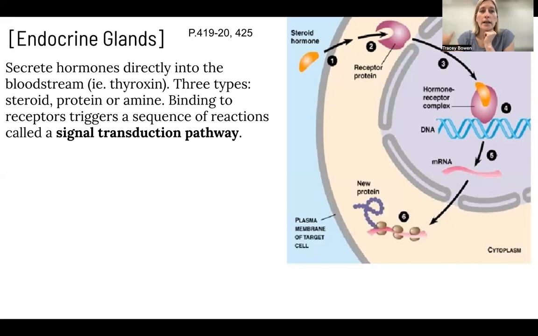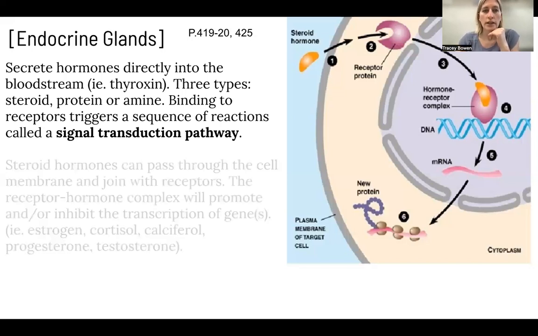There are three types of hormones. There's steroid hormones, protein hormones, and amine hormones. And they're going to bind to receptors to trigger a sequence of reactions called a signal transduction pathway. But we're going to look at specifically steroid and protein hormones and how those interact differently in our cells.